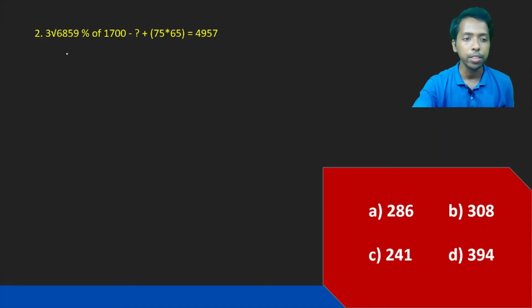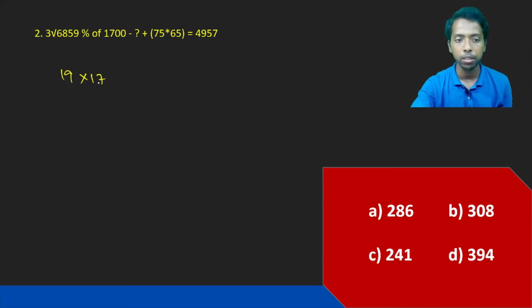Cube root of 6859, that is 19. 19% of 1700, that is 19 into 17, because in the denominator 100 is there, so we can easily cancel 2 zeros from 1700. Minus x, in the question mark we have taken x, plus 75 into 65.